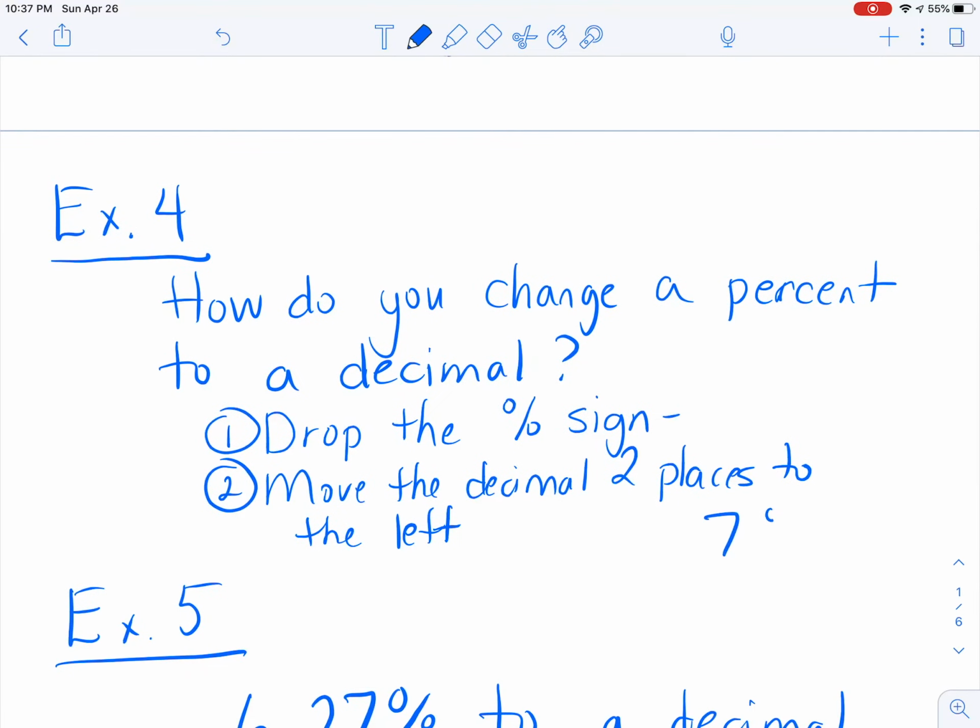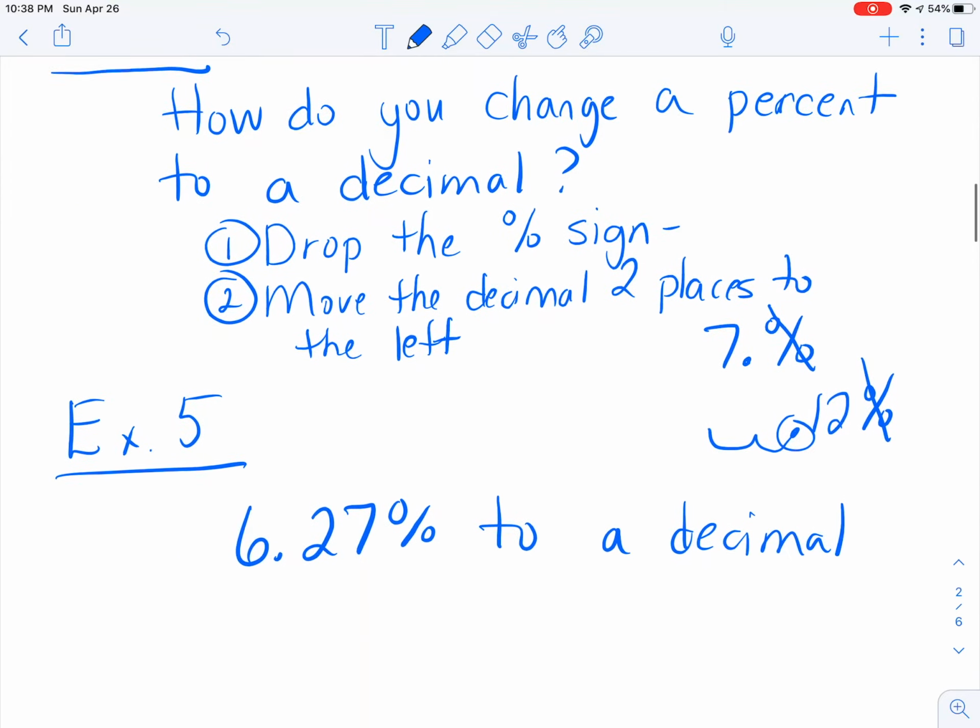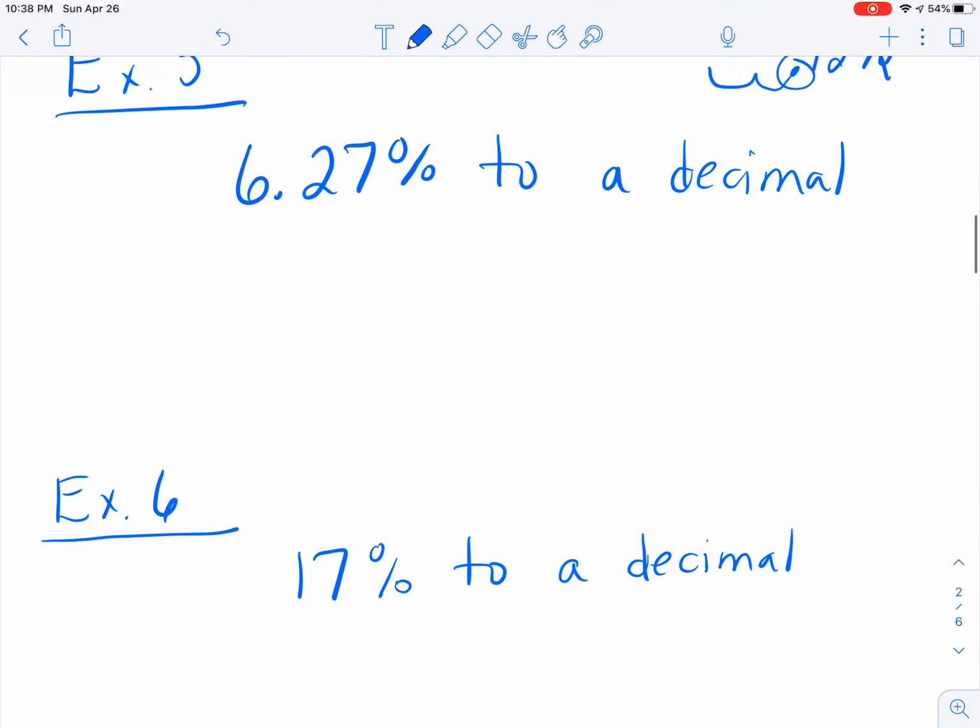Now remember, if you have this, your decimal is there. If you don't see it, it's behind it. Sometimes you'll have something that looks like that. Well, your decimal's not behind it. It's in front of it, so you have to move it 2 places in the front, just like example 3.